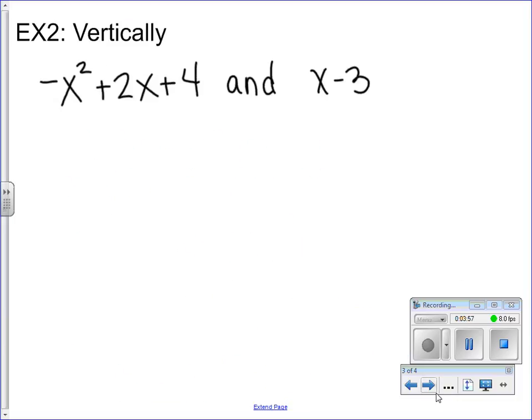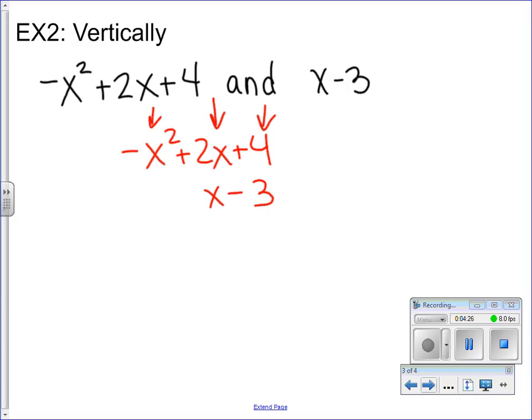This is vertically. So vertically multiplying polynomials is like vertically multiplying numbers. So we're going to put the expression with more terms on top, and then put the expression with less terms right underneath. Notice I lined up like terms. Since these both just have x's, I lined those up. Since these both just are numbers, I lined those up. And there is no other x squared, so that's why there's nothing underneath the negative x squared.